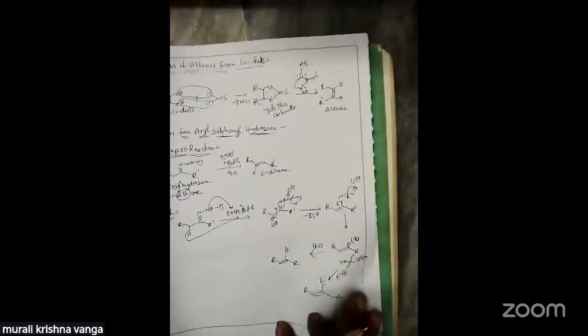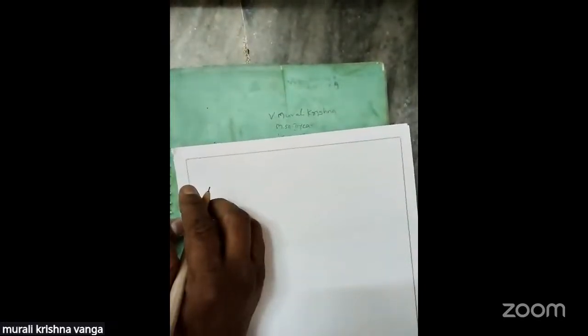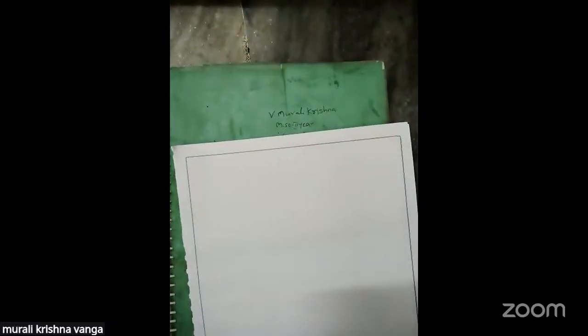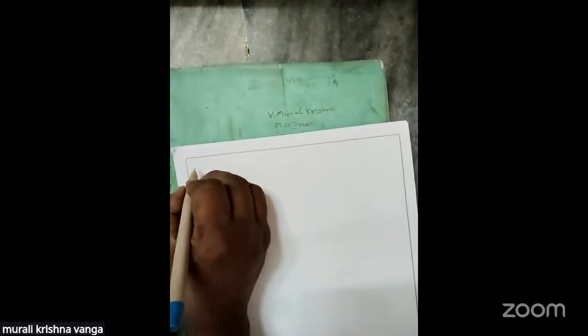Next one is McMurry reductive dimerization of carbonyl compounds.